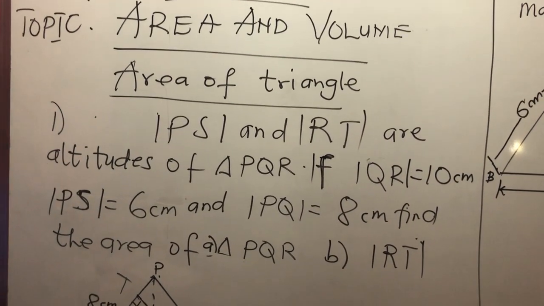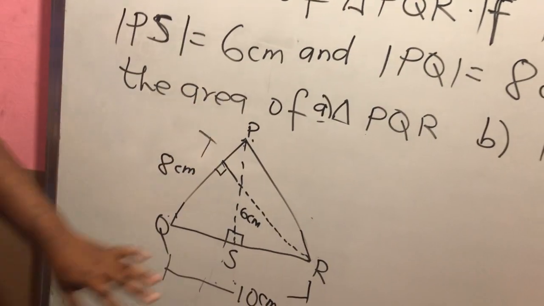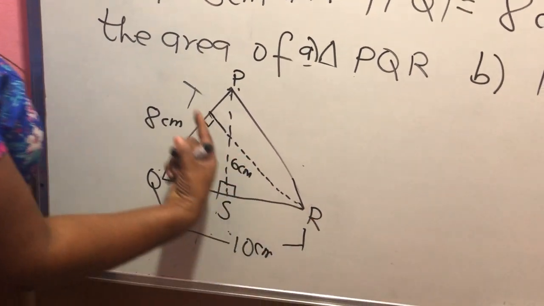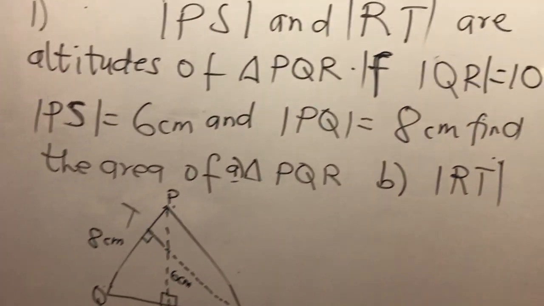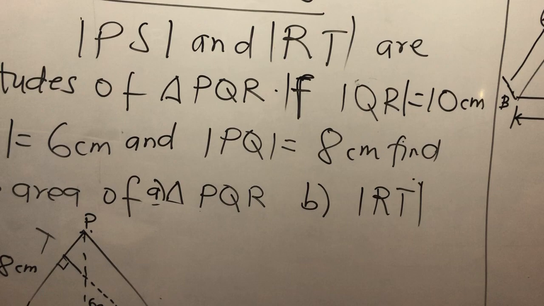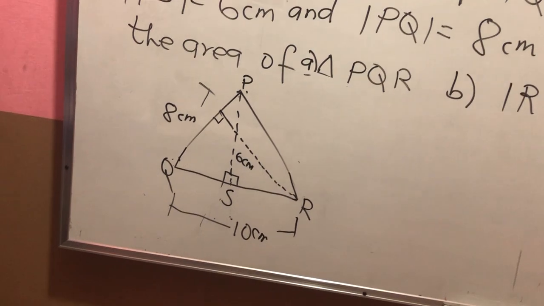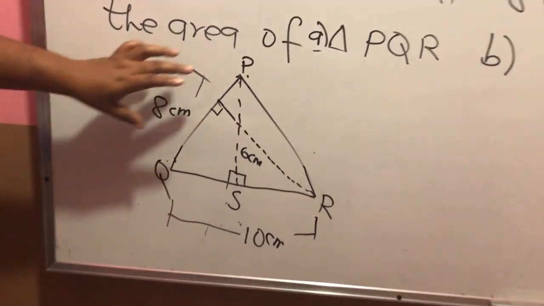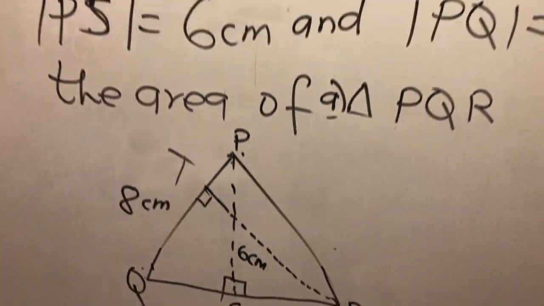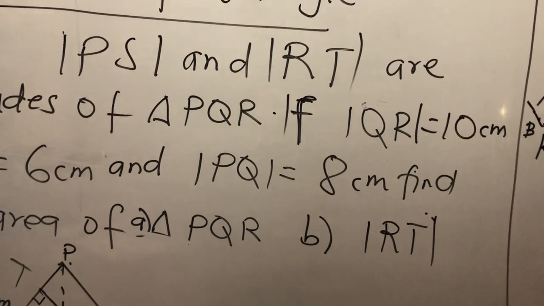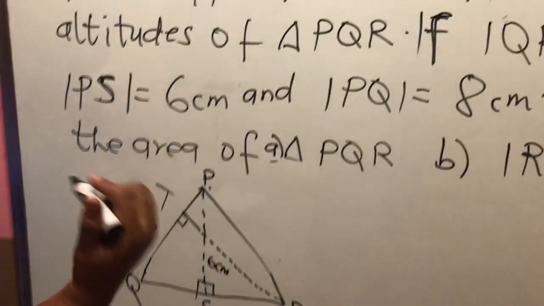So we have the drawing on the board. Now, these are the heights. So we have the first height, which is PS, and the second height, which is what? RT. Now the question says that if line QR is 10 centimeters, so that is the line we have here, which is 10 centimeters. And PS, where is PS? PS is 6 centimeters. And PQ here is 8 centimeters. Find the area of triangle PQR and also find the length of RT.